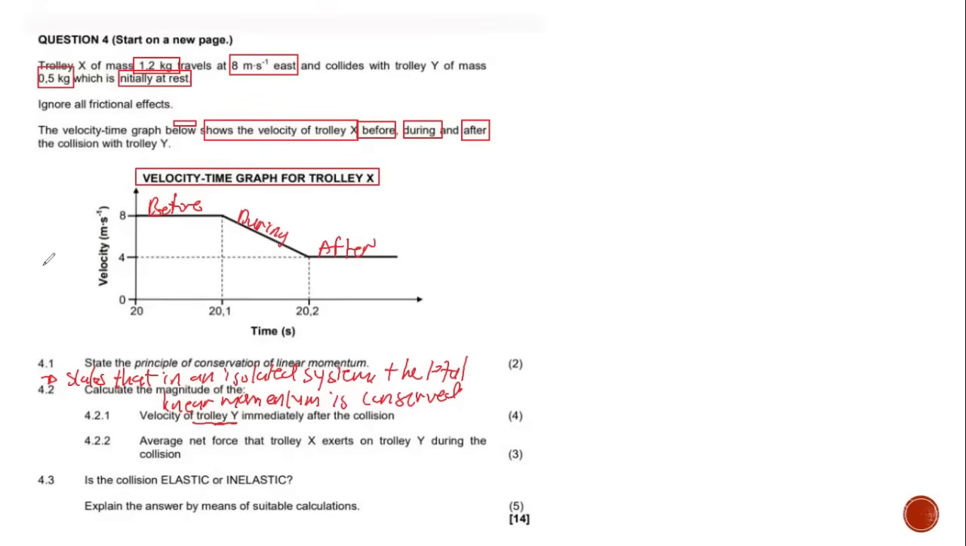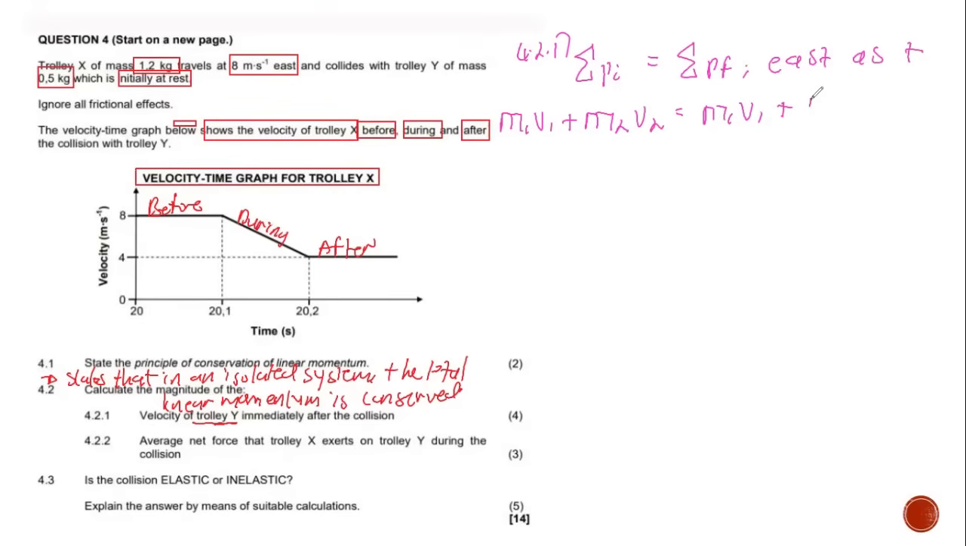So for our 4.2.1, this is how we're going to have it. Sum of momentum initially is equal to sum of momentum final. As we can see, they used east-west, so this is our reference. We're going to say east is positive. So this is going to be M1 V1 plus M2 V2 is equal to M1 V1 plus M2 V2. Now, what is mass 1? We're going to take M1 as trolley X and M2 as trolley Y.